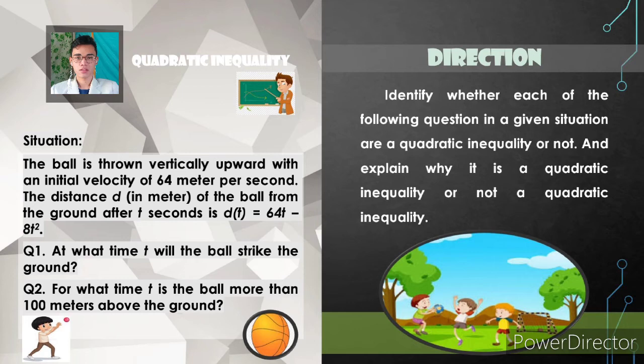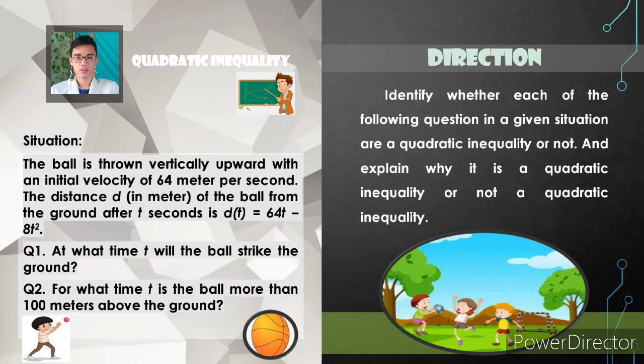The distance d in meters of the ball from the ground after t seconds is d(t) = 64t minus 8t squared. Question number 1: At what time t will the ball strike the ground? Question number 2: For what time t is the ball more than 100 meters above the ground?